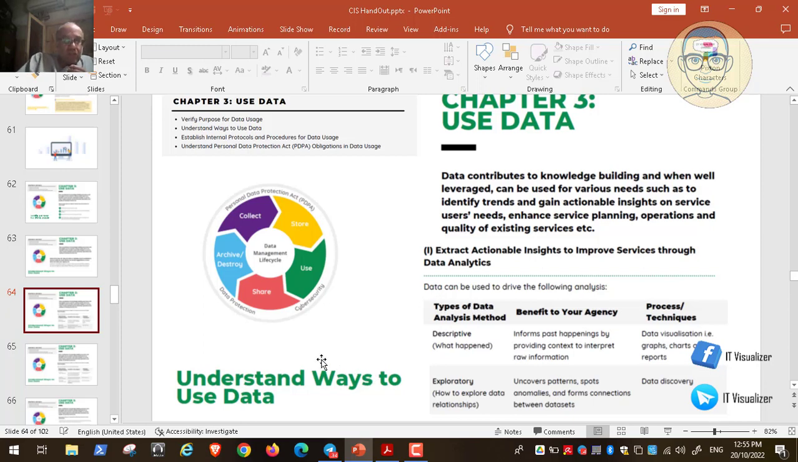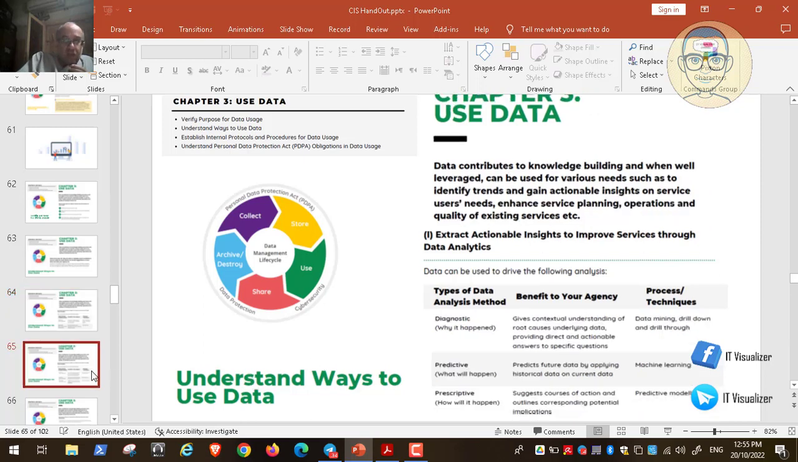So to use the data, we need to get insights, or to take actions based on analysis of the raw data. To understand ways to use the data, we can use the data efficiently by analyzing it. This is the first part. So to use the data efficiently, we need to analyze the data, and there are a lot of ways to analyze it: descriptive, exploratory, diagnostic, predictive, and prescriptive.